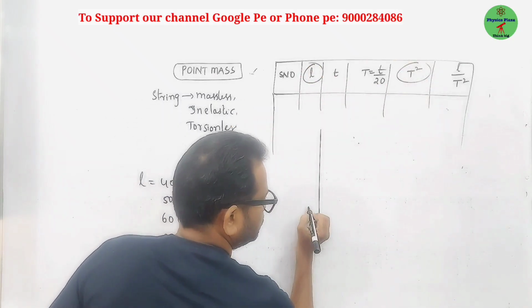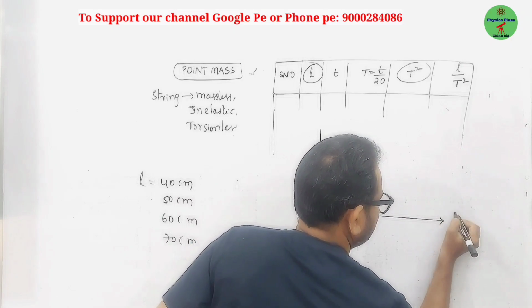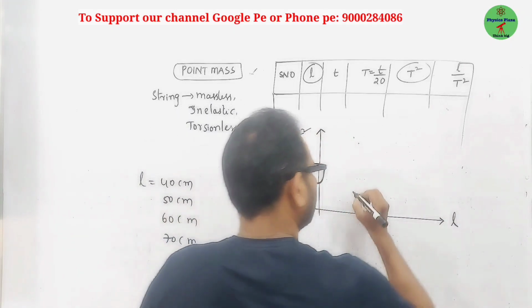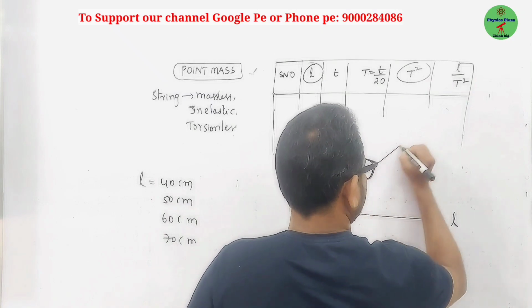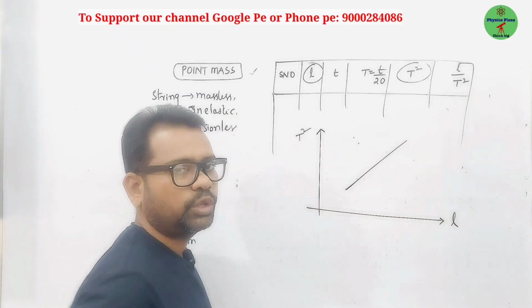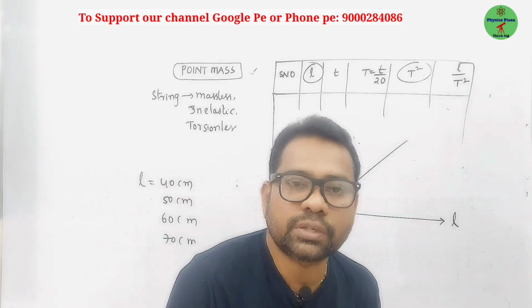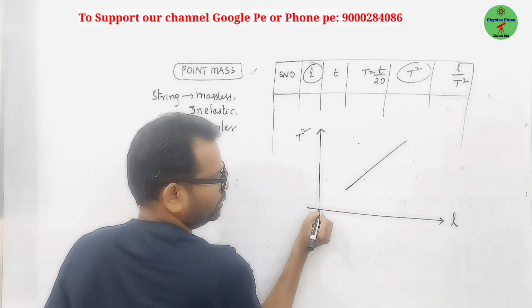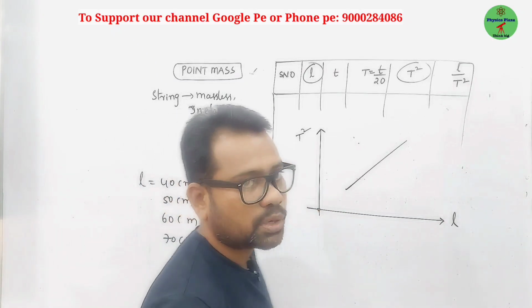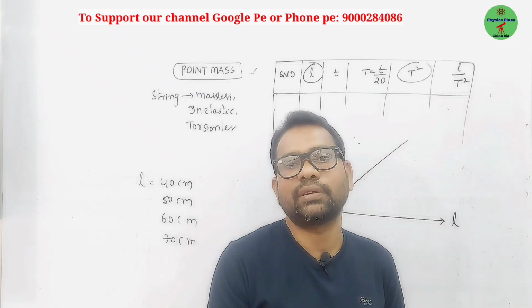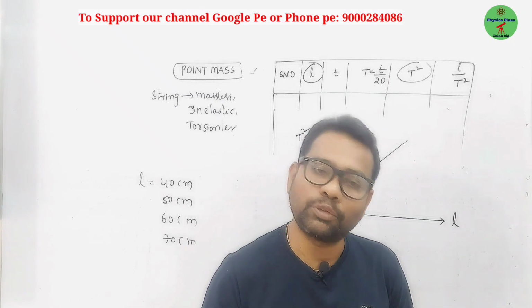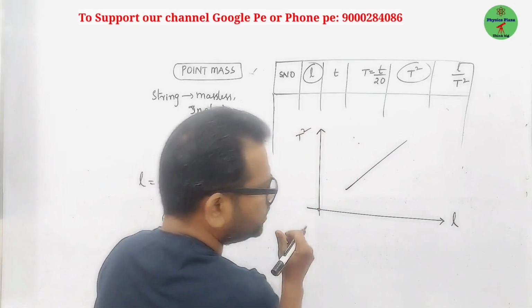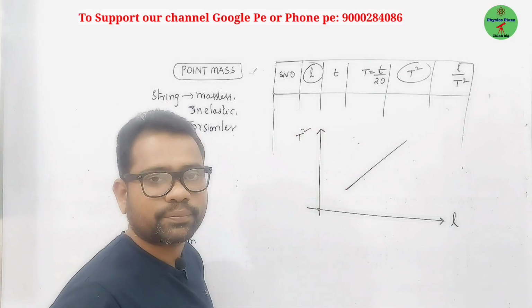Here L is taken on the x-axis, t square is taken on the y-axis. We get a graph like this, a straight line, but not passing through the origin. You may get a doubt, sir, why is it not passing through the origin? Of course, it will pass through the origin only if L is 0. But is it possible to have a simple pendulum with an effective length 0? It is not possible. So it won't pass through the origin.